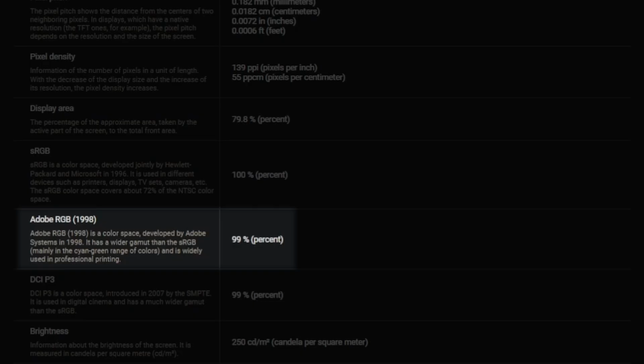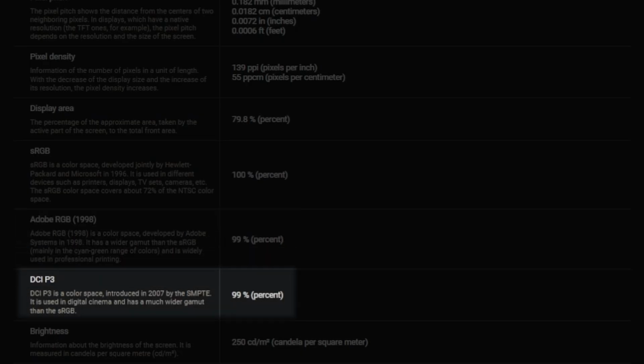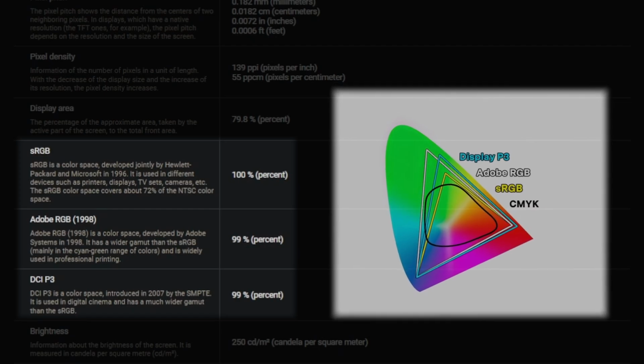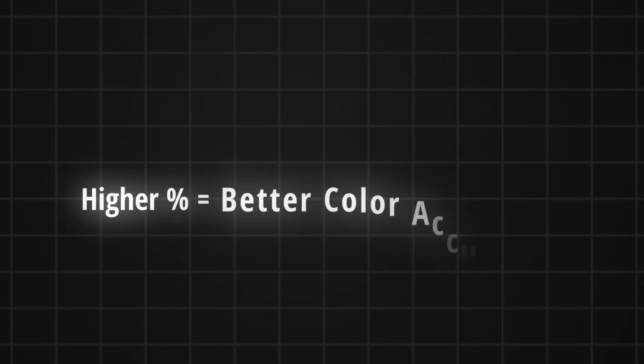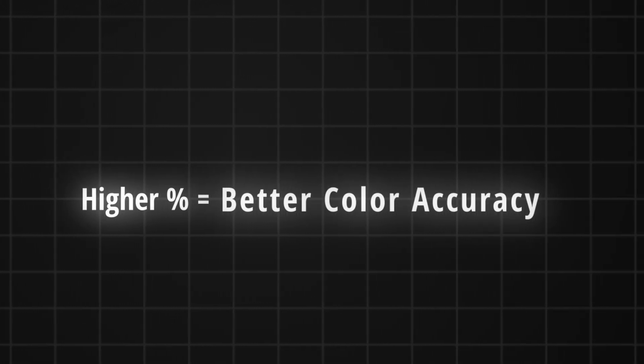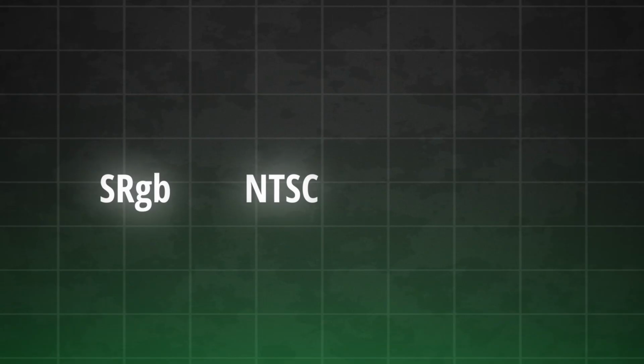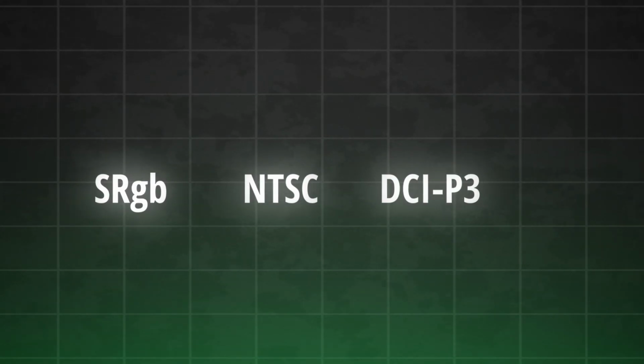Next is color gamut. Look for values like sRGB, Adobe RGB, or DCI-P3 in the monitor specs. For example, a monitor might cover 145% of the sRGB gamut. The higher the percentage, the more accurate and vibrant the colors will appear. So if colors matter to you, look for high values in standards like sRGB, NTSC, or DCI-P3.